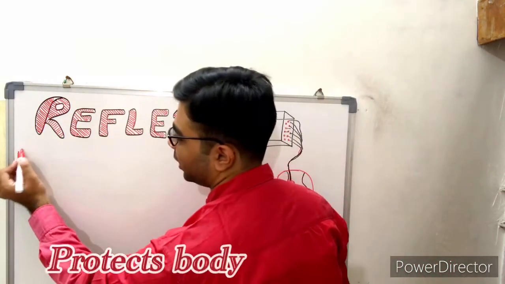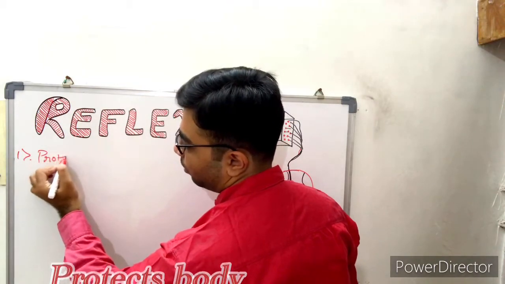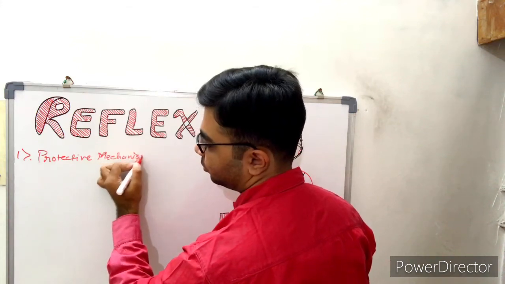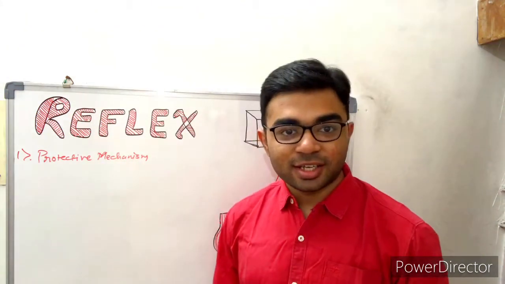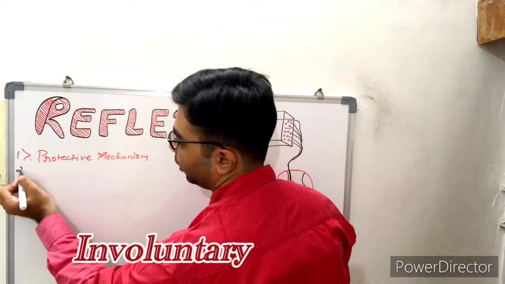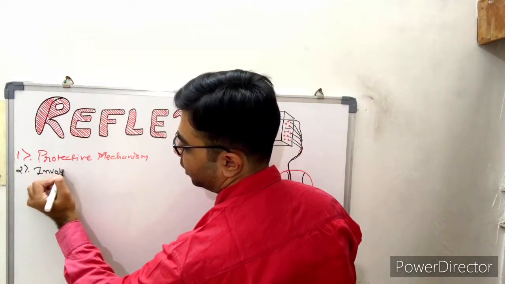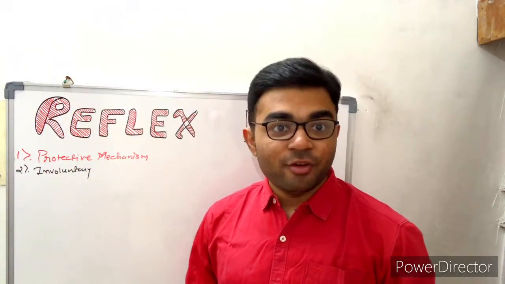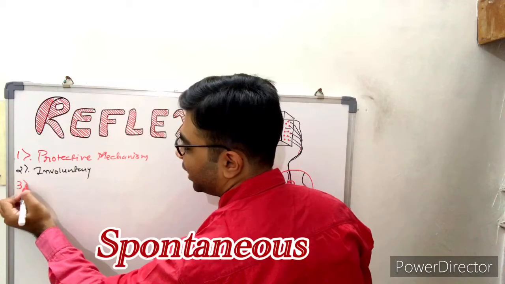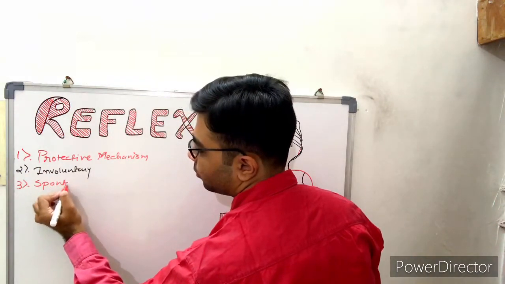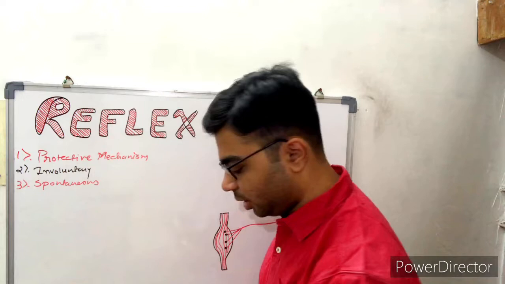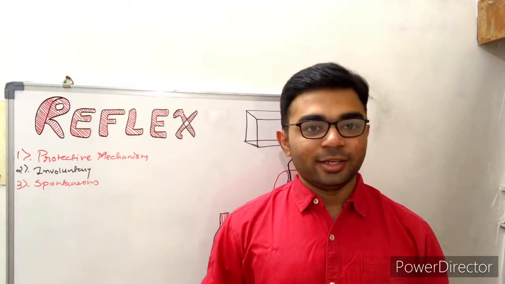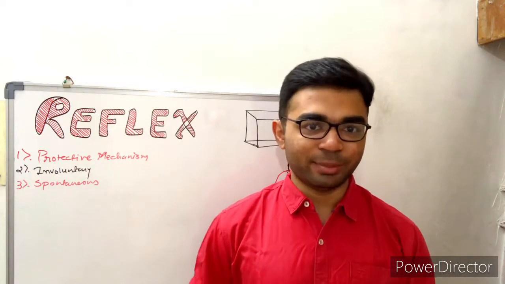Reflexes are a protective mechanism. Second point, reflexes are involuntary. And the third point, reflexes are very spontaneous. So the basic most thing is these 3 points. Now let's get started with the actual concept of a reflex.